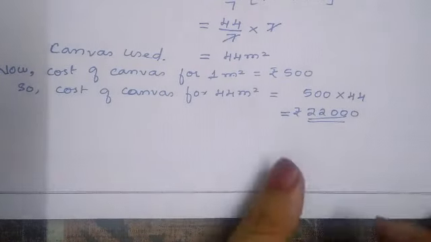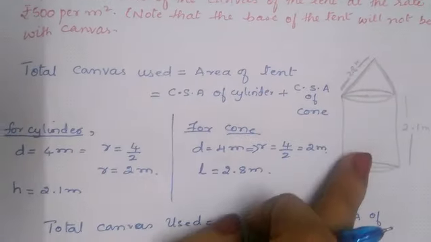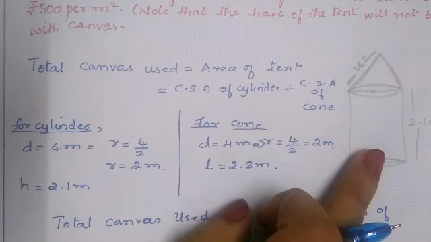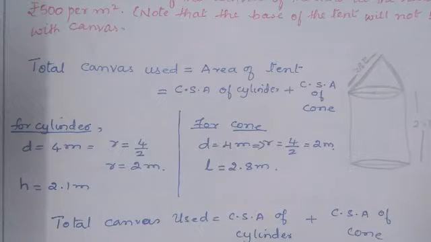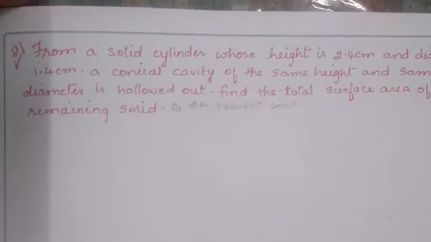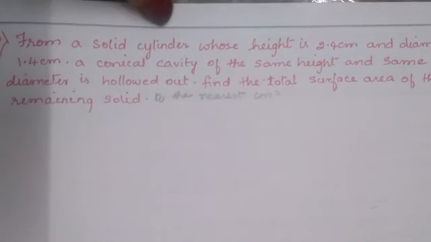Okay, let us check the next problem, question number 8. This is the question number 7. Here we have to understand the figure well first, how to draw the figure, and based on that we have to solve the solution. Let us see the 8th problem now. Let me read out the question. Question number 8. From a solid cylinder.